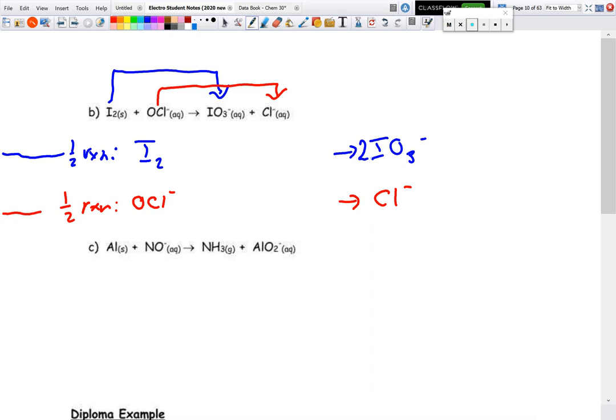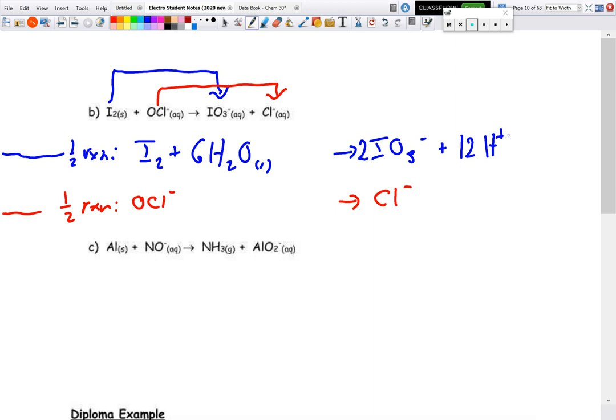Now next, I need to balance my oxygen atoms by adding water. So on my reactant side, I had 0 oxygens. On my product side, however, I have 6 oxygens right now because we got 2 IO3s. So I need to add 6 water molecules on my reactant side in order to balance out the oxygens. Now, after we add our water molecules, we balance our hydrogens by adding H+. So on my reactant side now, I have 12 hydrogens, and on my product side, I have 0, so I need to add 12 H+ in this side of the equation to balance out the hydrogens.